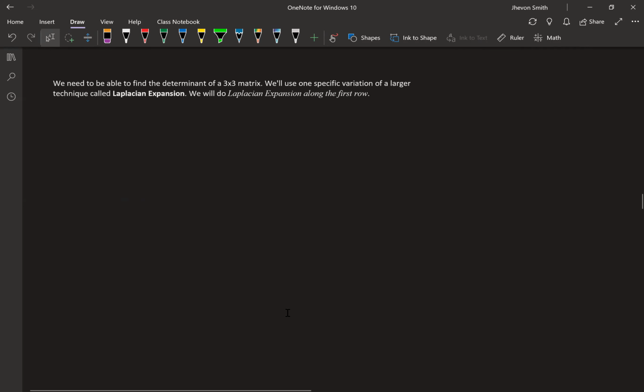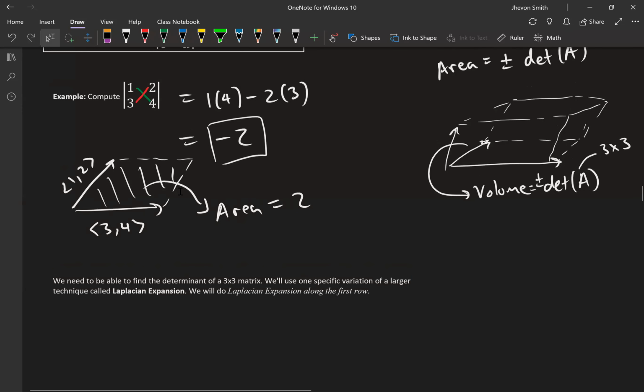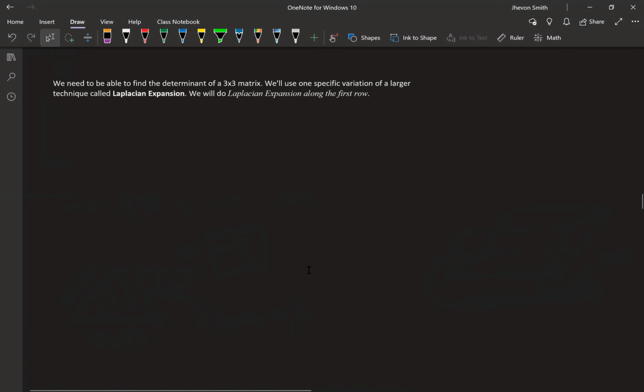To figure out how to do it for a 3 by 3, this is the important one. We need to first know how to do it for a 2 by 2, and I just told you how to do it for a 2 by 2. Now we're going to learn how to find the determinant of a 3 by 3 matrix. We're going to use a technique called Laplacian expansion, and I'm going to use one variation of it. The Laplacian expansion for a 3 by 3 technically has 1, 2, 3, 4, 5, 6 variations, but I'm only going to teach you one. It's always going to be the one that you're going to do. So let's say I had a 3 by 3: A, B, C, D, E, F, G, H, I.